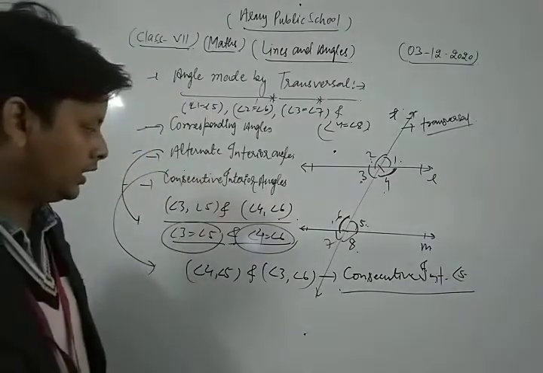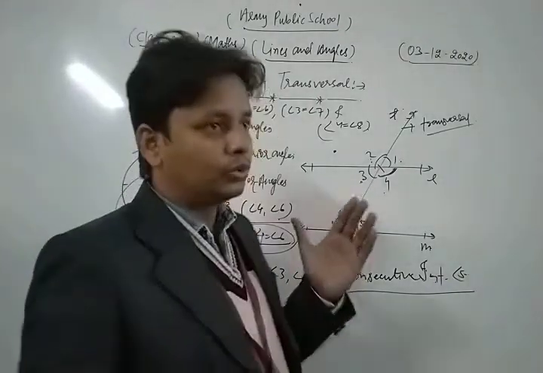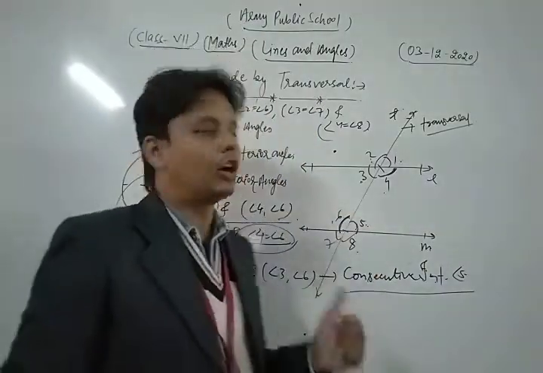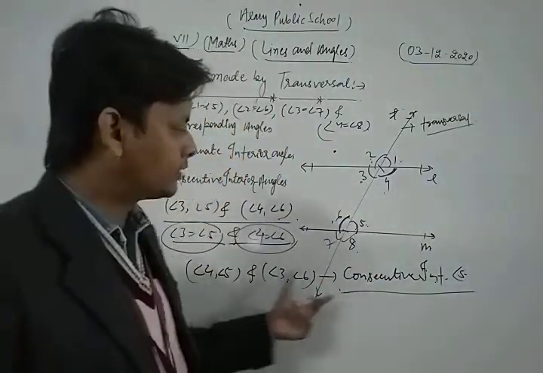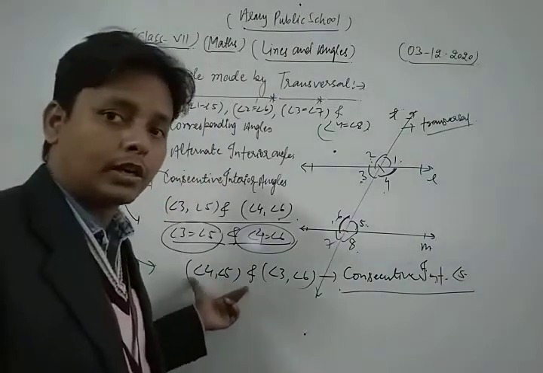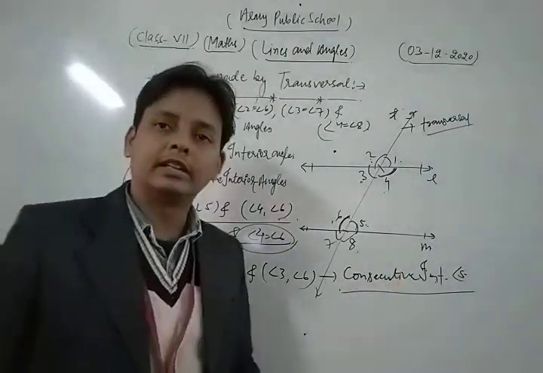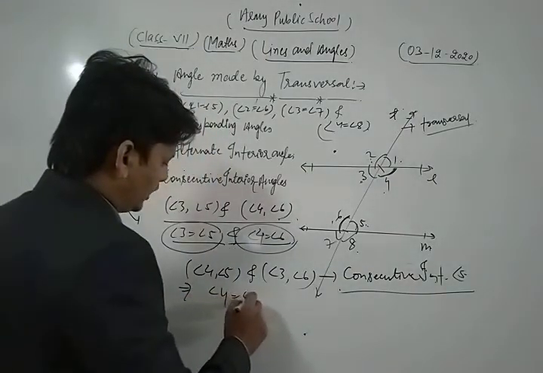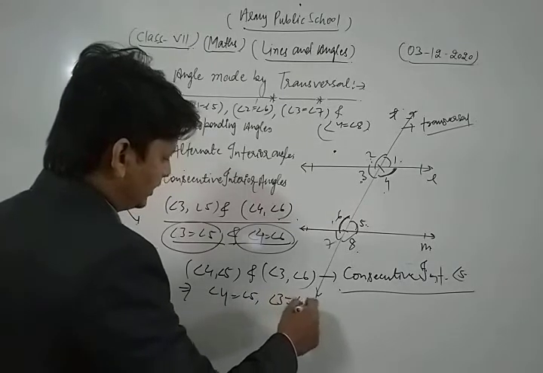So in this way we can say that when two parallel lines are cut by the transversal T, in that condition how many pairs are there? There are two pairs of consecutive interior angles, and one of the most important relationships between them is what? The consecutive interior angles are equal to each other. It means that angle 4 is equal to angle 5, angle 3 is equal to angle 6.